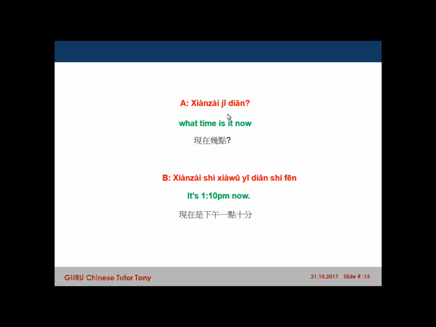Okay, 现在几点? What time is it now? 现在是下午1点10分. 现在 is now, 下午 is afternoon, 1点10分 is 1 hour and 10 minutes, so it's 1:10 p.m.